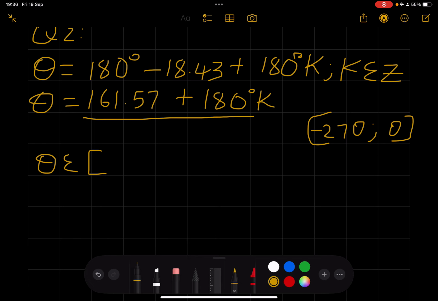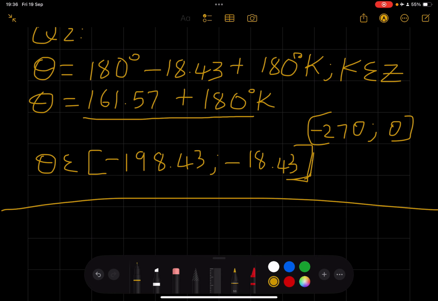So let's do negative 2. Negative 2 works. It's inside, it is negative 198.43. And then we do negative 1. Negative 1 works, and gives us negative 18.43. And then we do 0. 0 doesn't work. It's outside. It gives us 161. So those are the two solutions in this case. And that's it, ladies and gentlemen.